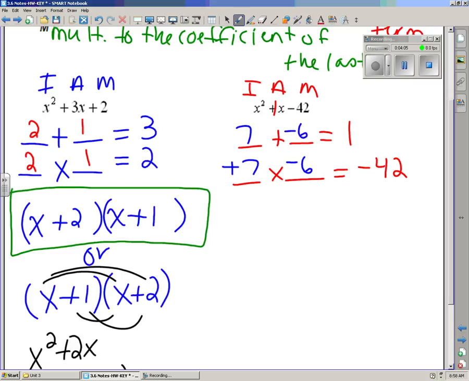So you have to be careful of your signs. I almost made a mistake there because I was putting the negative sign with the bigger number, and that wouldn't have given me the right sum. Okay, so the two numbers that do this are positive 7 and negative 6.